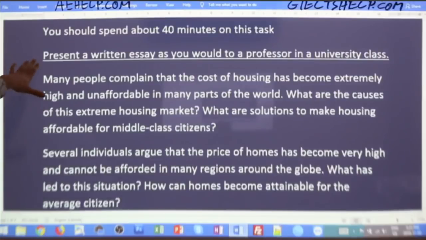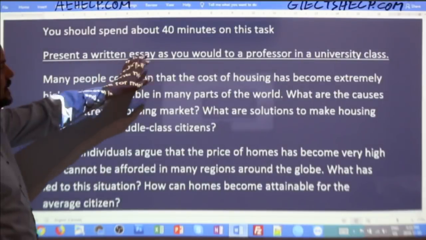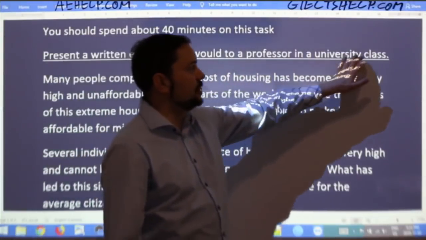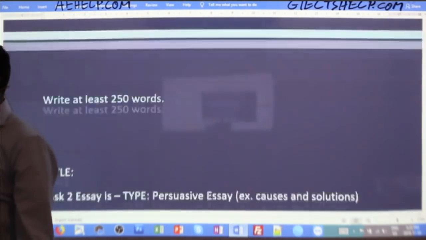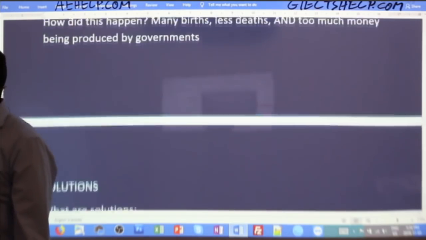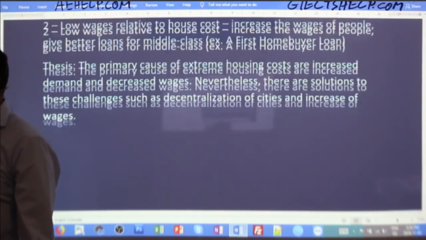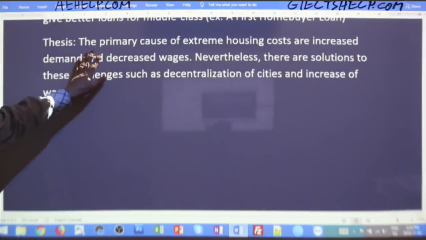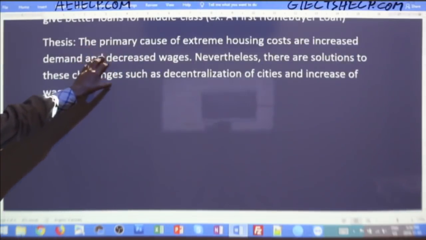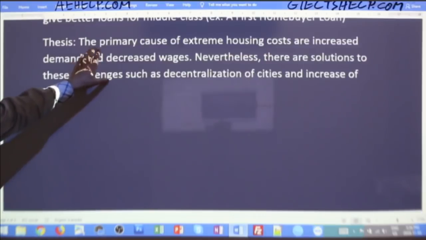And that cause and solution type essay says, present a written essay as you would to a professor in a university class. So because it says that, Naveen, notice that here in my response, in my thesis, I don't say in my opinion or I believe. I just simply keep it third person voice. Okay, is that clear? So there's no me or my or in my opinion. It's just third person voice.